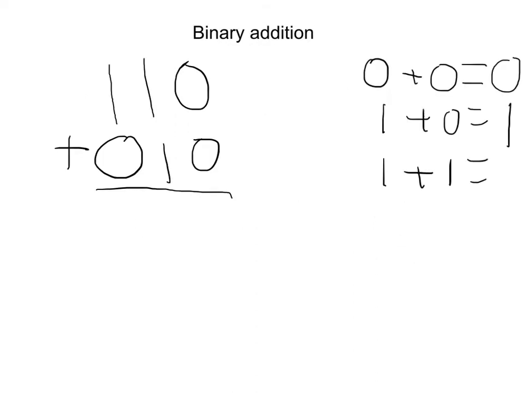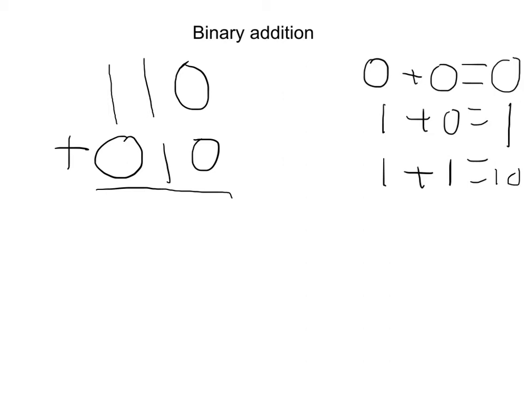Since we are doing binary addition, it's a bit different from normal addition. As usual, 0 plus 0 equals 0. 1 plus 0 equals 1. Though 1 plus 1 equals 1, 0. The 1 carries over into the column over.